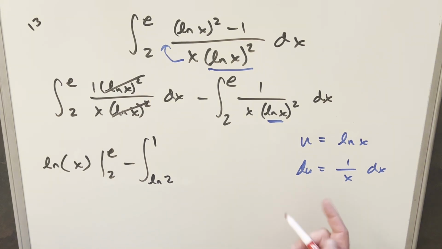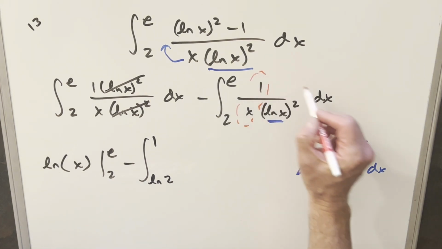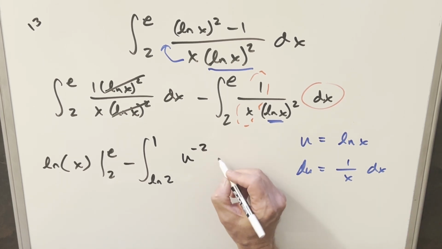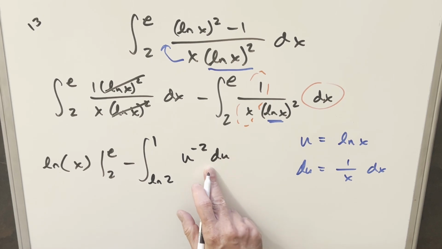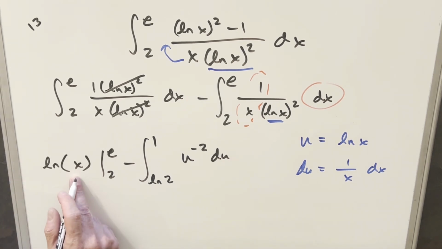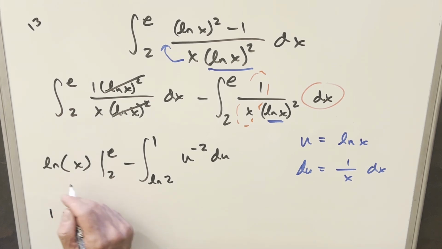Then for everything else, again, we've got our du right here with the 1 over x. So this is going to turn into 1 over u squared. I'm going to write this as u to the minus 2 du, and now we can just do power rule on this. Before I do it, let's update this first one. So plugging in e, we're going to have natural log of e, which is just 1, minus plugging in 2, this is just going to become natural log of 2.